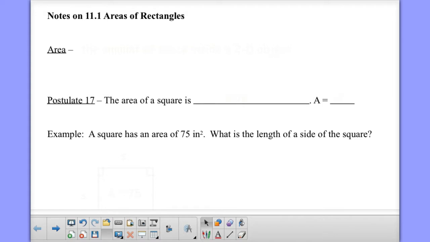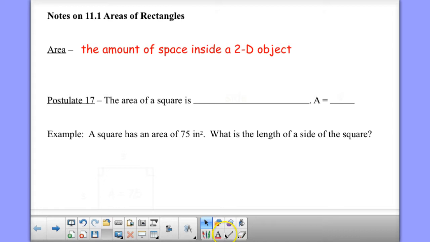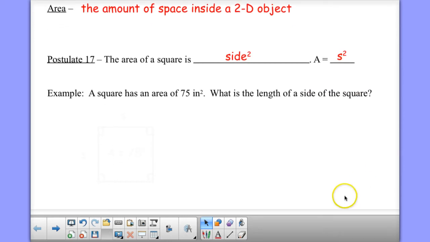The general definition of area is that area is the amount of space inside a two-dimensional object. For a square, we find the area of a square by taking the side and squaring it. So side times side, or s squared. This would tell us the number of squares inside the square. Let's take a look at an example.